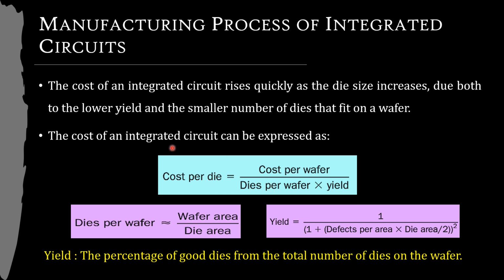So the cost of an integrated circuit can be expressed using three equations. Cost per die is equal to cost per wafer divided by dies per wafer times yield, where dies per wafer is equal to wafer area divided by die area, and yield is equal to 1 divided by (1 plus defects per area times die area divided by 2) the whole squared. So yield is nothing but the percentage of good dies from the total number of dies on the wafer.